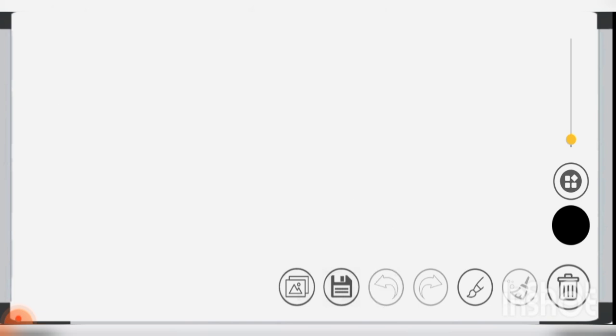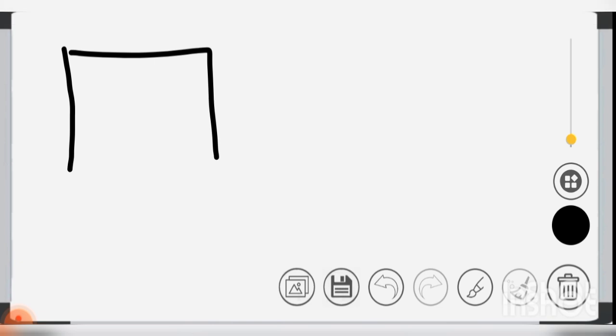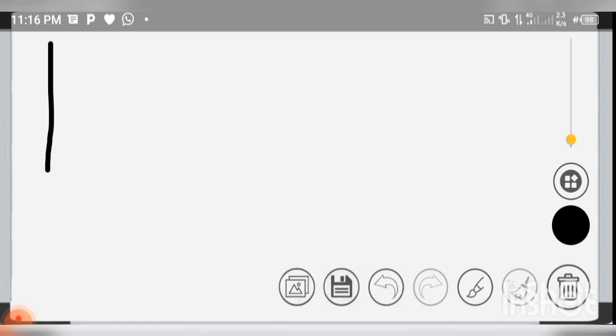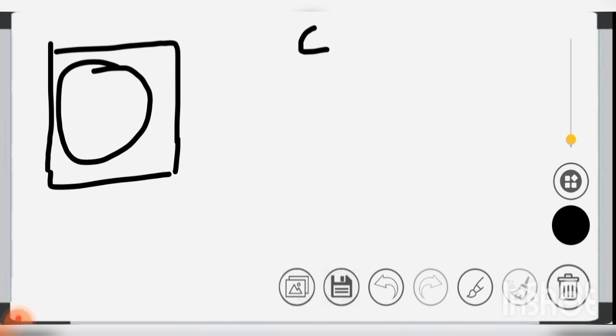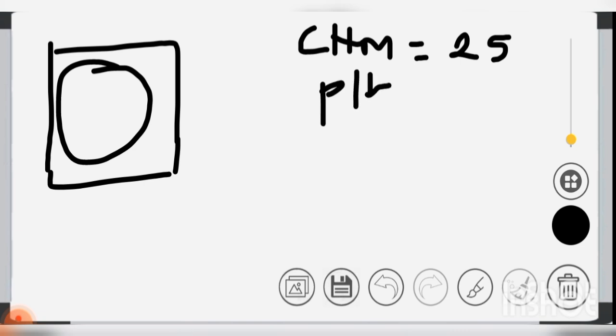What you do, you draw something like this, which is a square or a rectangle. You draw a rectangle, because I may not solve many questions of this because of this little board I'm using. Then you draw the first circle. Now remember the total number of chemistry students is 25. The total number of physics students is 30. Now remember there are some students doing both.